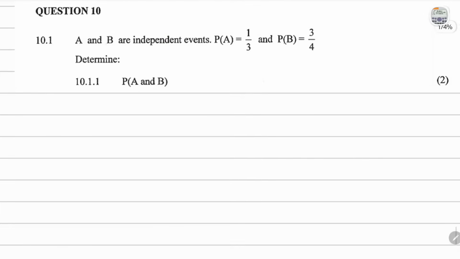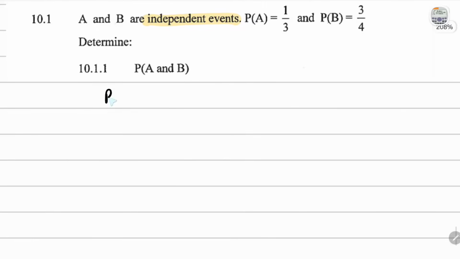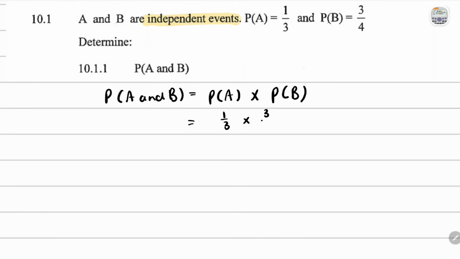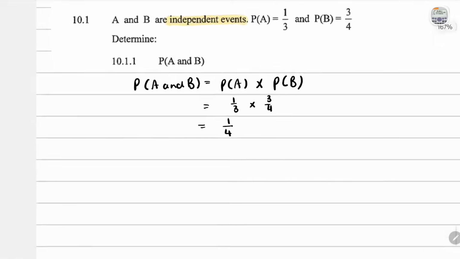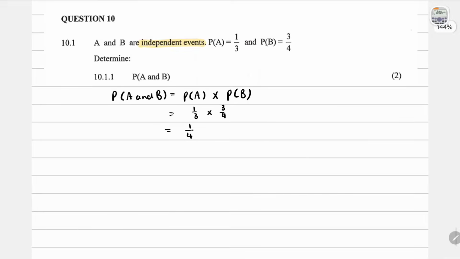So from independent events, we know that if events are independent, then the probability of A and B is equal to the probability of A multiplied by the probability of B. So this is going to be equal to 1 over 3 multiplied by 3 over 4. And then from here, you see that 3 and 3 will cancel and you'll just be left with 1 over 4. And that is our answer.